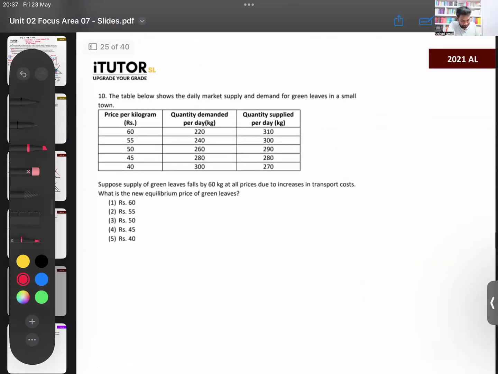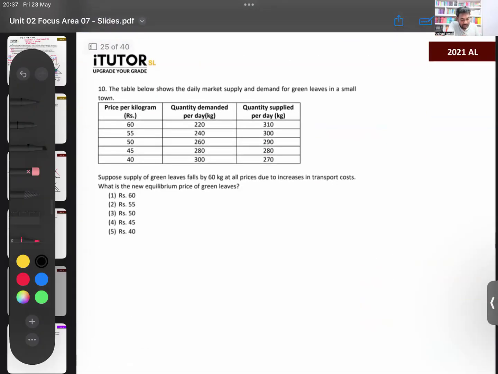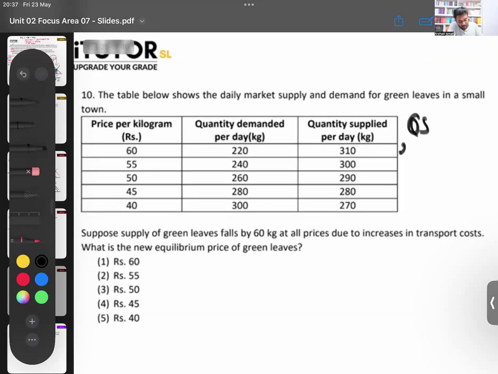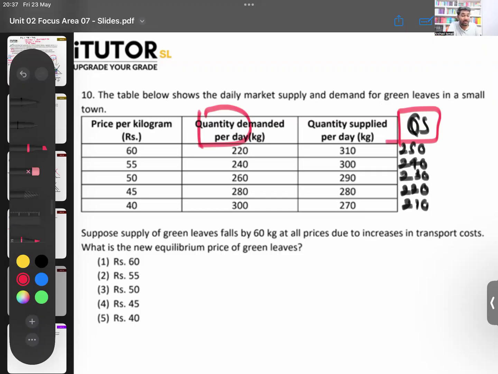Okay, 21. They've given a table and they're saying you can draw now. It won't take that long to draw. In 2 minutes, you can draw. Not an issue. Suppose the supply of green leaves falls by 60 kilos at all prices due to an increase in transport cost. What's the new equilibrium? So supply falls by 60 at all prices. So 310 minus 60, 250. Then here 240, 230, 220, 210.